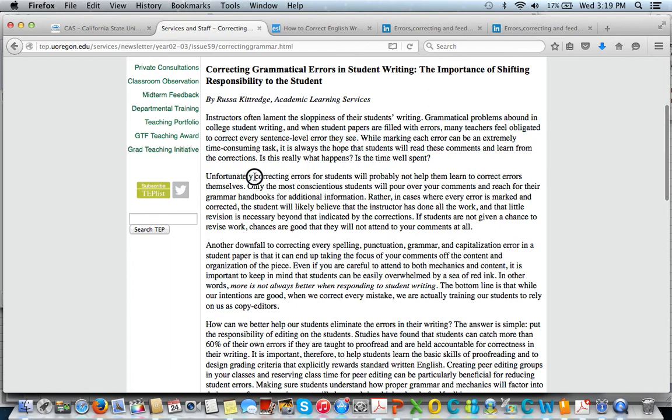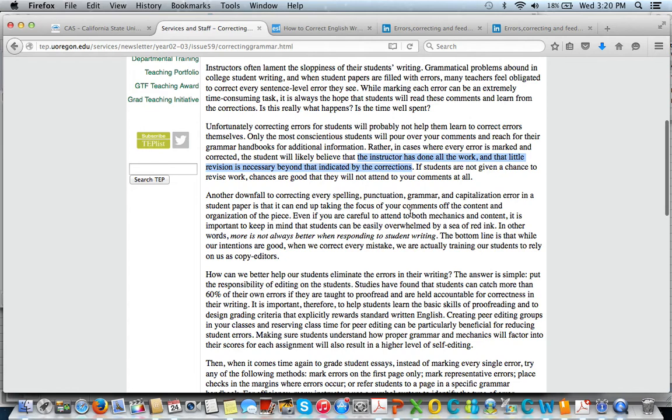Correcting errors for students will probably not help them to learn to correct the errors themselves. Only the most conscientious students will pore over your comments and reach for the grammar handbooks for additional information. Where every error is marked, the students will believe that the instructor has done all of the work and that little revision is necessary beyond the corrections. So correcting every error is not necessarily the best for the students.